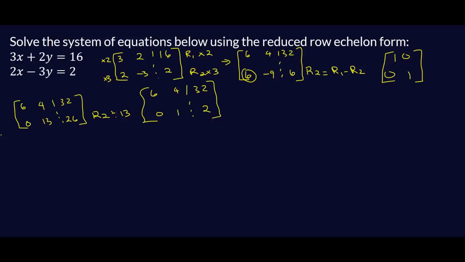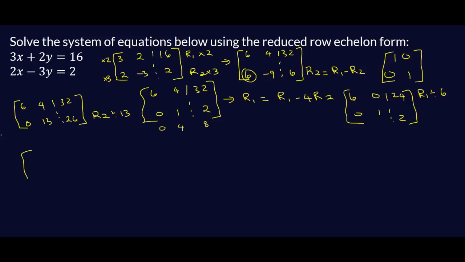So the next thing we're going to do here is we're going to simply say row 1 equal to row 1 minus 4 row 2. So let's go ahead and create our 4 row 2, 0, 4, 8. So we're going to leave row 2 exactly the way it is, 0, 1, and then we have 2 here. And then we go 6 minus 0, which is 6. 4 minus 4, we have 0. 32 minus 8, we have 24. Then we go row 1 divided by 6.